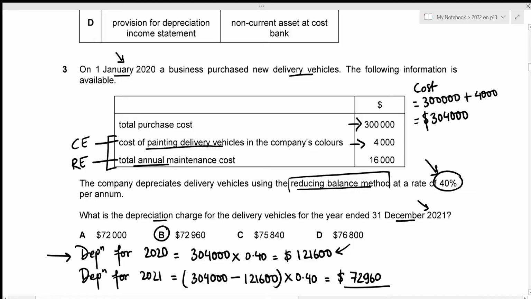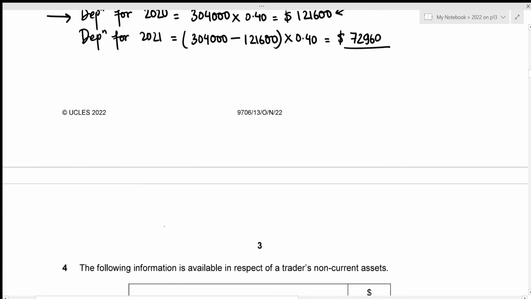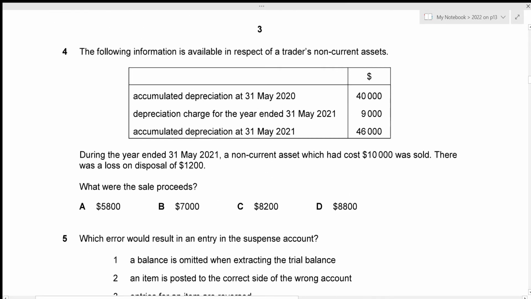This concludes the third question. Let's move towards the fourth one. The following information is available in respect of a trader's non-current assets. We're given the accumulated depreciation at 31st May 2020. We're given the depreciation charge for the year ended 31st May 2021 and the accumulated depreciation at 31st May 2021.